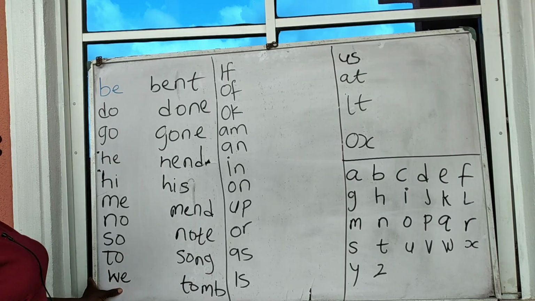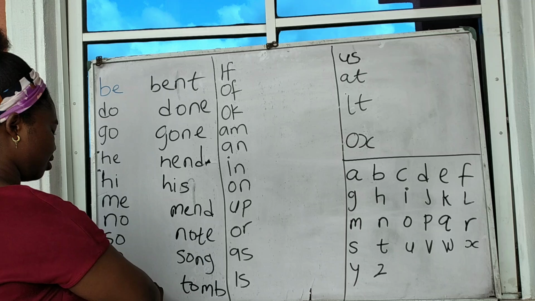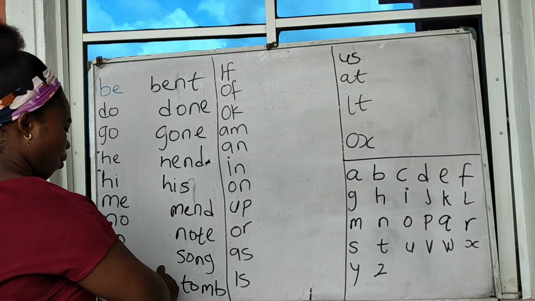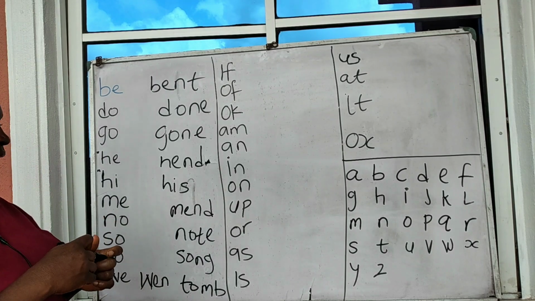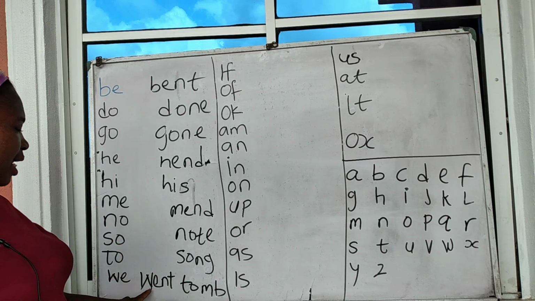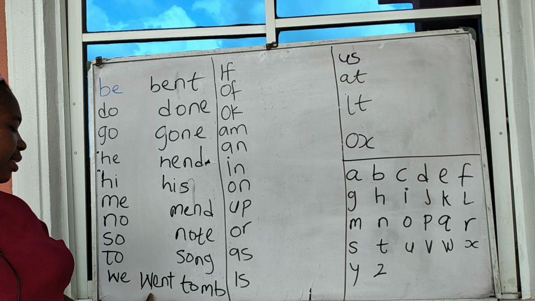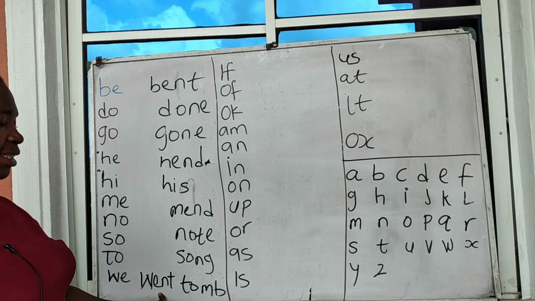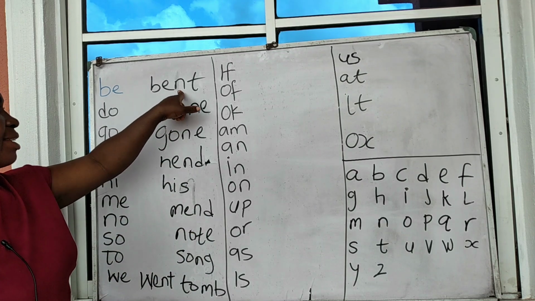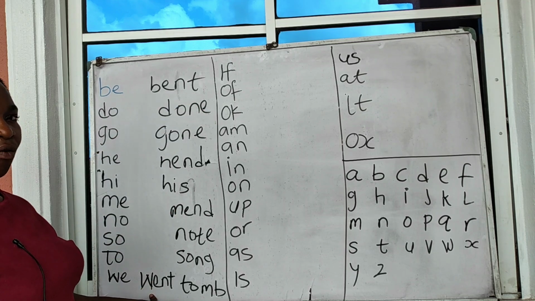Okay, W-E, that is we. So if I choose to add letter N, I'm going to have wen, and I add T, I'm going to have went. Okay, so this is pronounced as went, this is bent, this is went. W out of here is ent, B out of here is ent. With B we have bent, with W we have went.